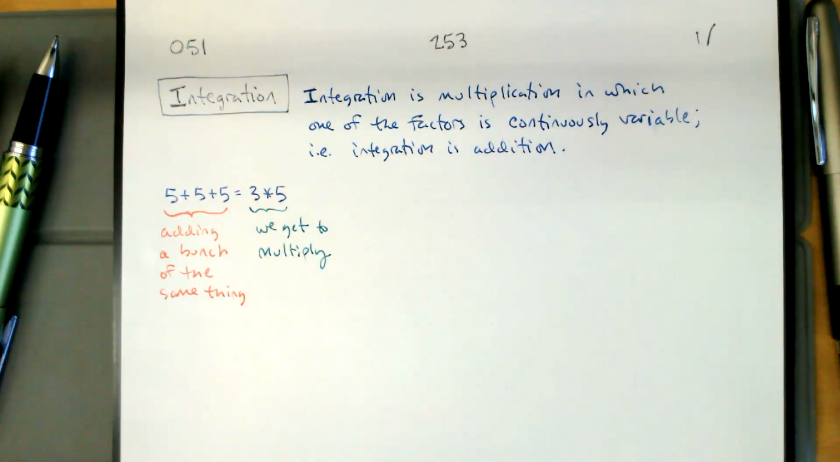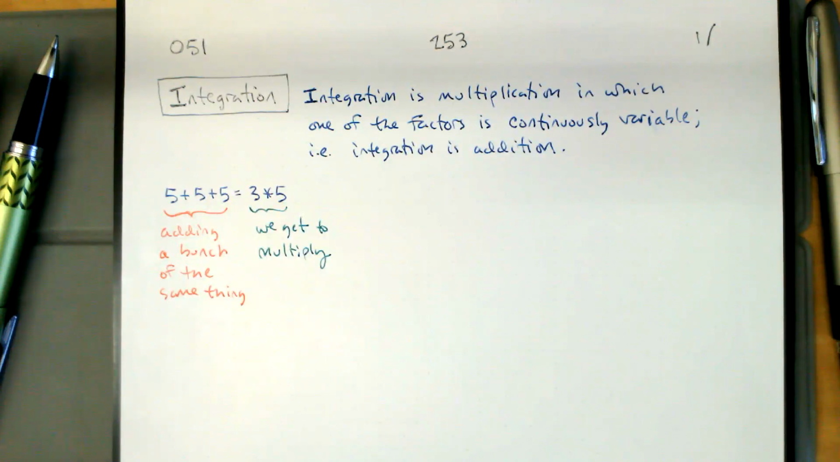So here's the way I like to think about integration. Integration is multiplication in which one of the factors is continuously variable. That's what makes it a calculus problem. One of the factors is continuously variable. Multiplication is just addition where all the things are the same. That's why we get to multiply.